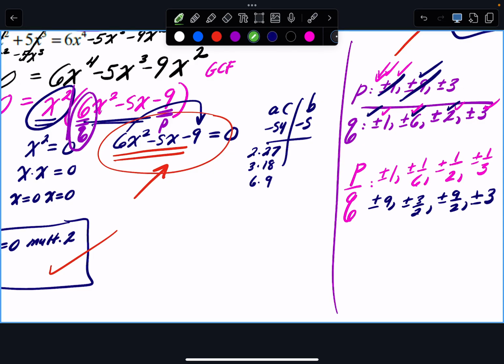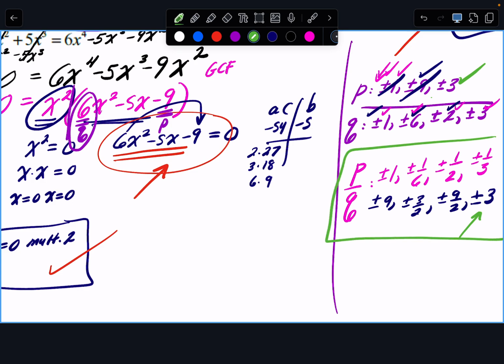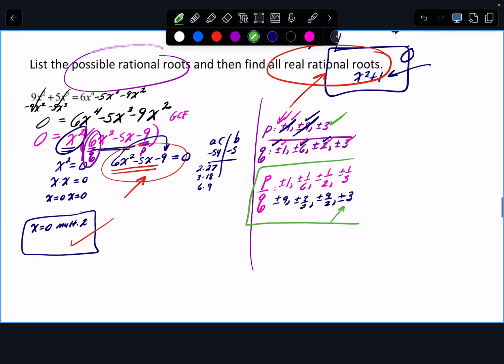Let's now do 3. 3 divided by 1 is 3. I've already listed 3. Don't need to list it again. 3 divided by 6 is 1/2. I've already listed it. 3 divided by 2 is 3/2. It's already listed. 3 divided by 3 is 1. It's already listed. So now we can circle this. These were the possible whole number and fractional solutions that were rational. But none of them ended up working, correct? Correct. Okay, cool. Moving on.